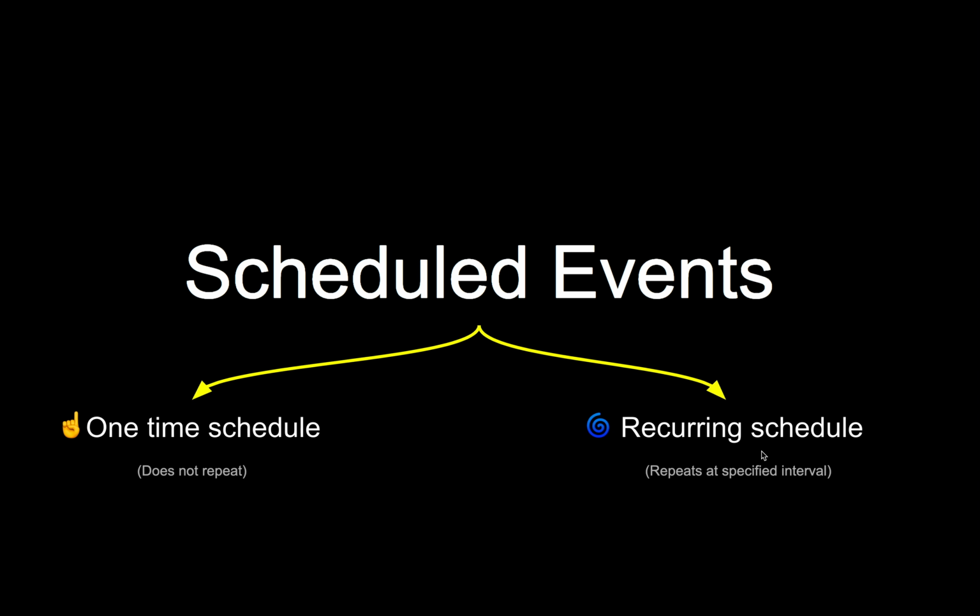A recurring schedule repeats at a specific interval that was provided during the schedule creation. Data sync and other such use cases which need to run periodically can make use of this. Scheduled events feature is very similar to cron, which is a time-based job scheduler in Unix-like systems.